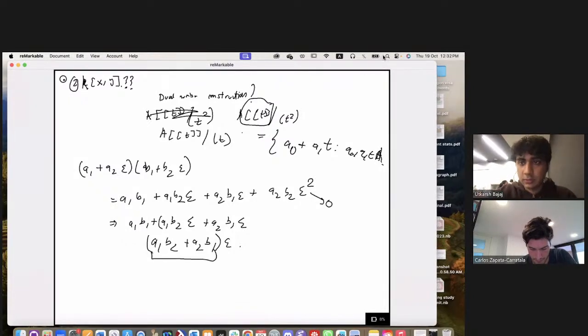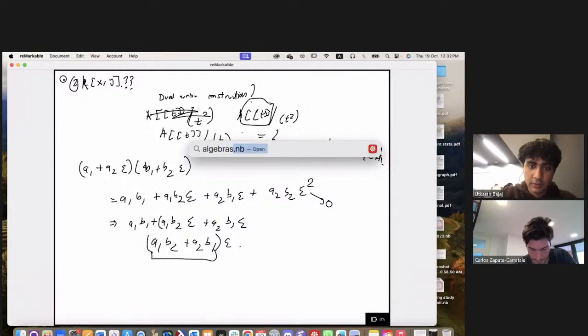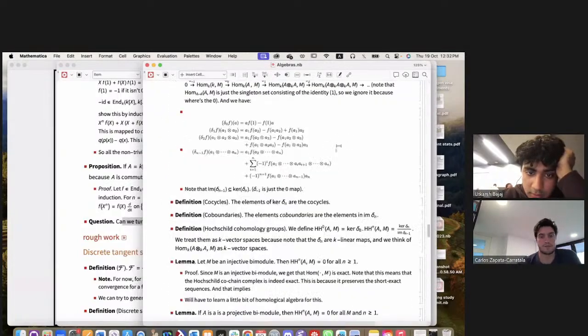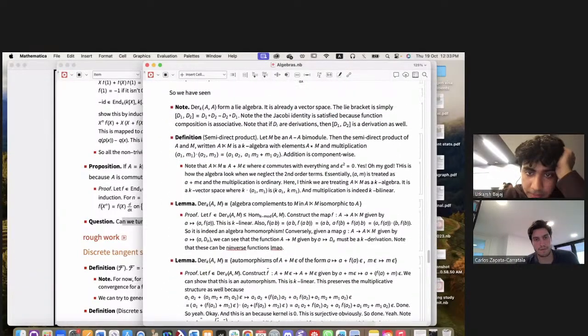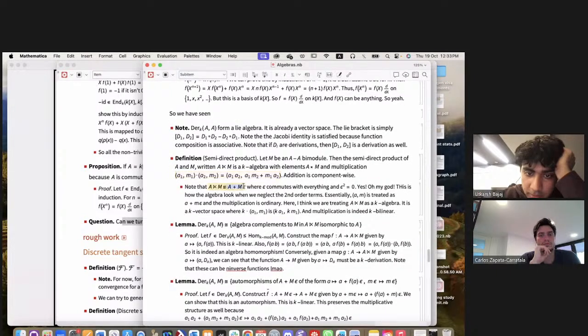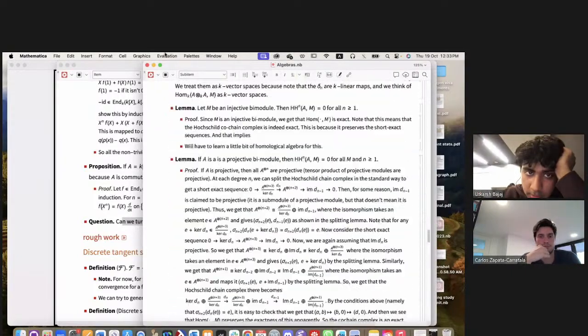I guess there were some nice theorems about these, which I don't know whether they would exist for our setting. So you start with a bimodule. Assume that this M is just A, and so you define a new multiplication on the Cartesian product A cross A, which are the elements a1, a2, and so on. And this is isomorphic to just this, where epsilon commutes and epsilon squared is equal to zero. Right? So this is what it is.